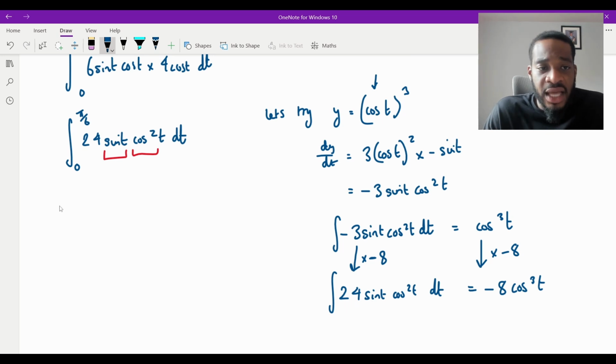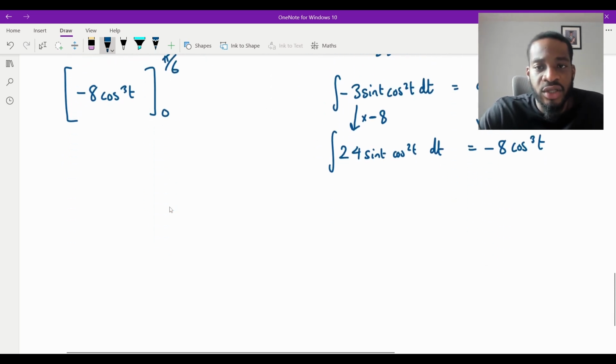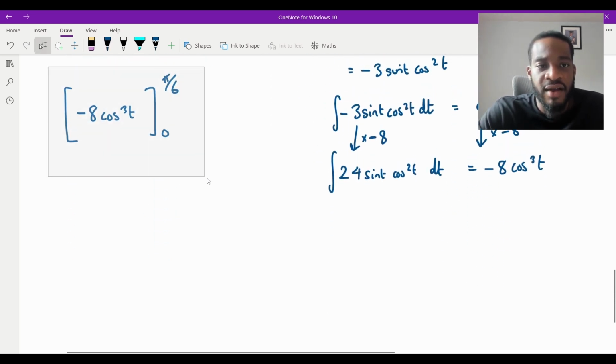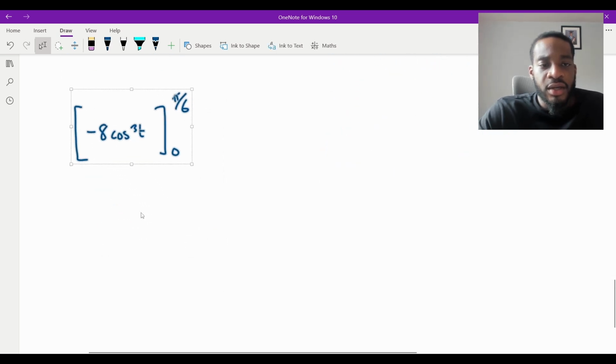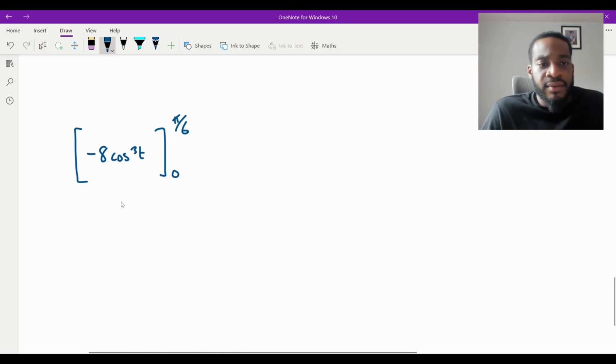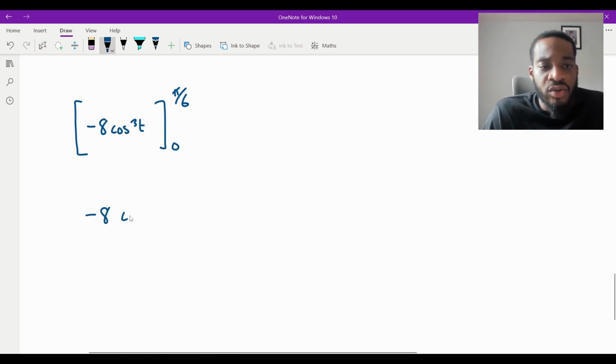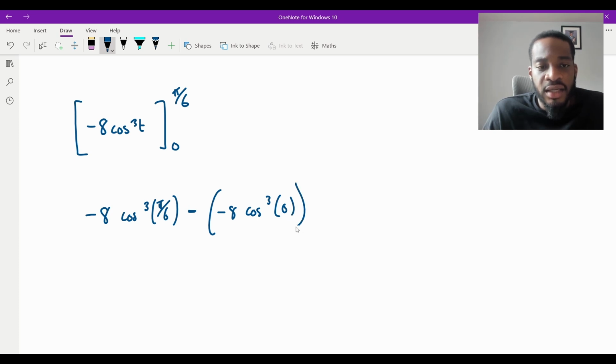So what I can now say is that this here is actually just -8 cos cubed t, and it's going to be between 0 and pi over 6. And then now we're pretty much done, aren't we? Because all this is now is just evaluating that and seeing what we get. So let me just put this here. Okay. So now, putting that in, we're going to do -8 cosine cubed of pi over 6, like that. And then take away the lower limit, which is going to be -8 cosine cubed of 0, like that.